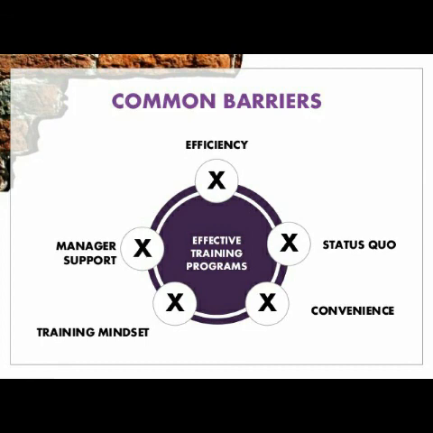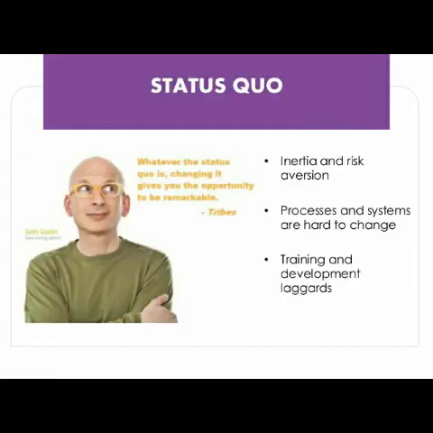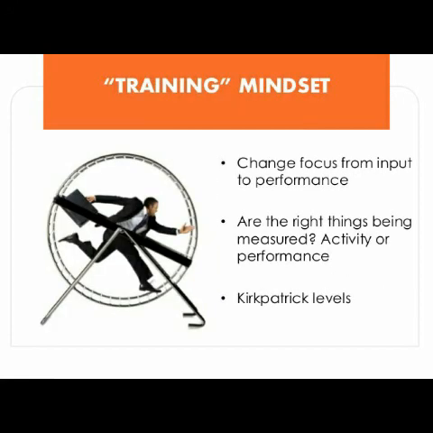Now, what are the barriers? Barriers mean hindrance. Efficiency means focus on the output rather than the input. So you only think about what you are giving, you are not interested in how they are getting it. Status quo means inertia. That means your process is not systematically made. That's why even if you give the training, the employee may remain the same. They haven't changed. Convenience means conspiracy of convenience. Like, you give them some training in name only. It's not at all good for them.